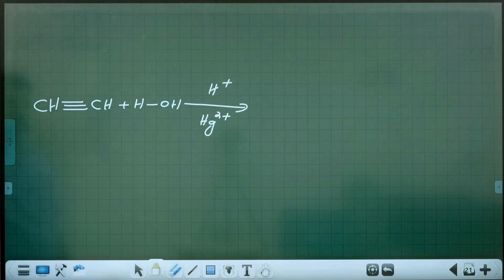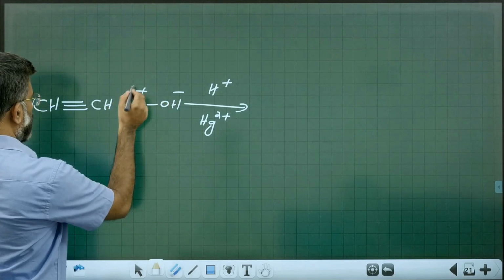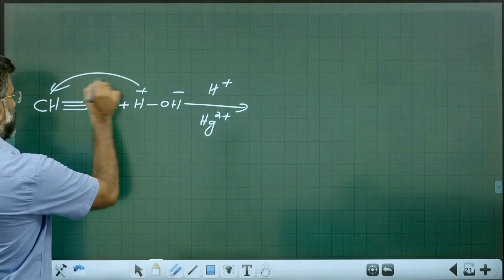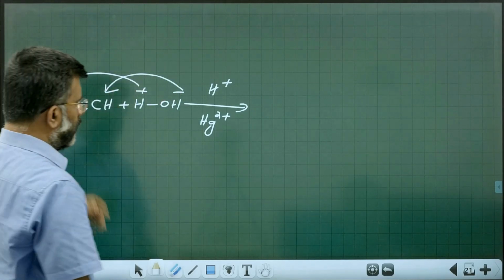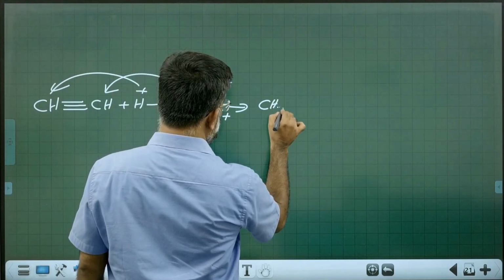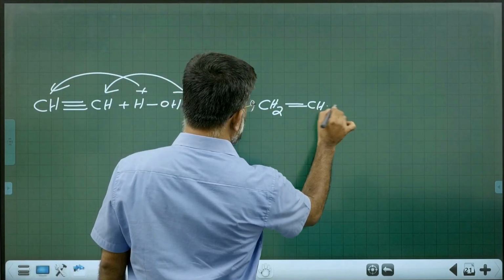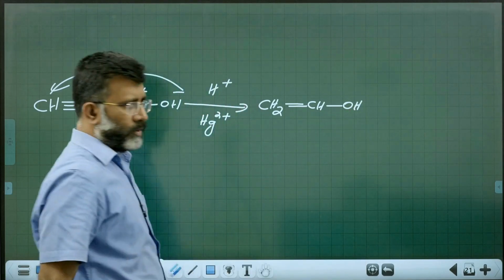Now you see what happens. H plus OH minus, either way it can be added. Hydrogen coming here, OH coming here. What do you get? CH2 double bond CHOH. This is what you are getting.